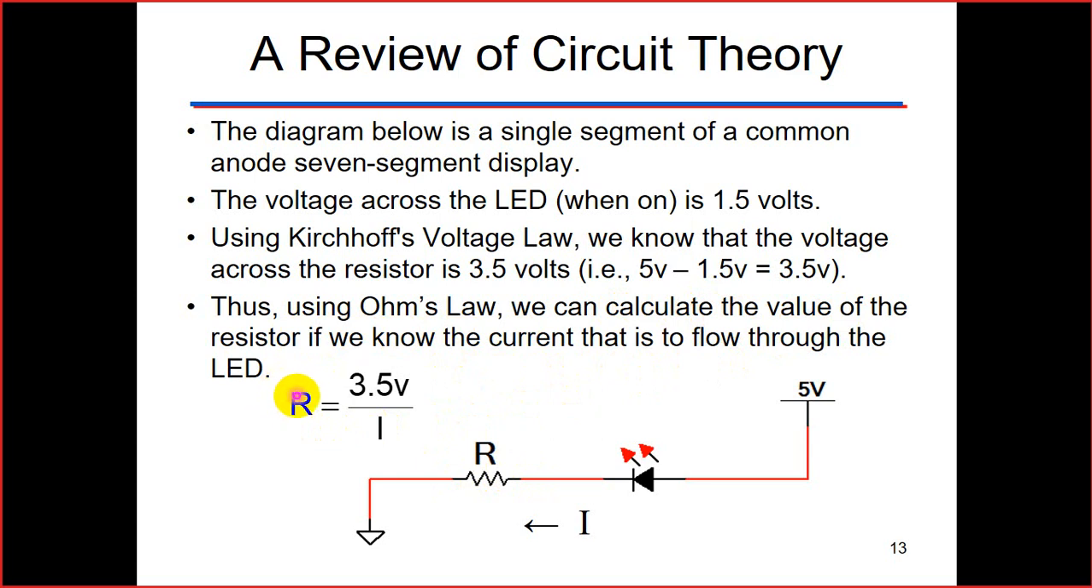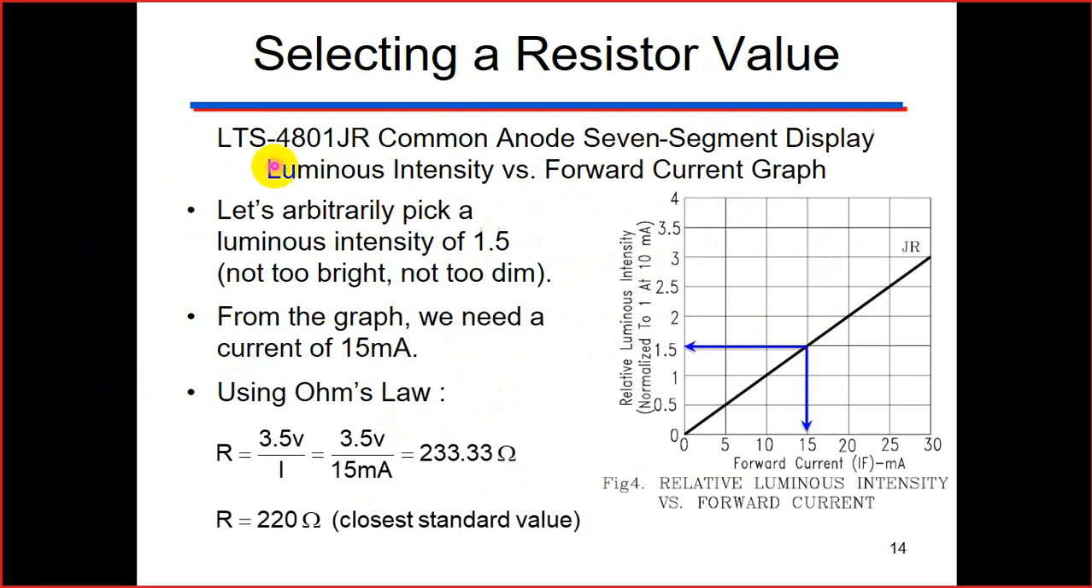So the resistance that we need to pick can be found by dividing that 3.5 volt by how much current is flowing. So how can we get the value of the current? Look at over here. This is the LTS4801JR. This is the identification number of the common anode 7 segment display. And this is the plot of luminous intensity versus forward current. That comes from the data sheet of this LTS4801JR, common anode 7 segment display.